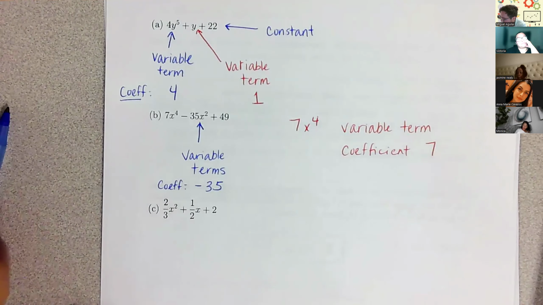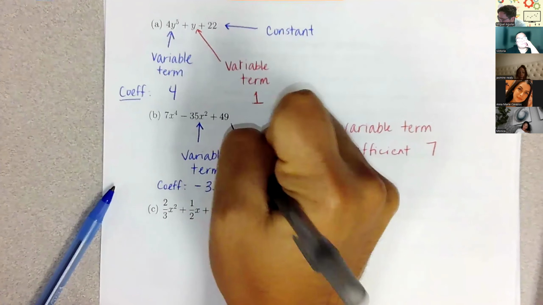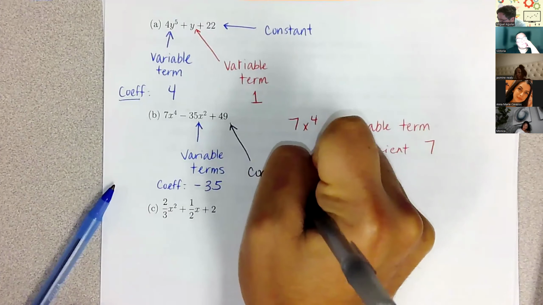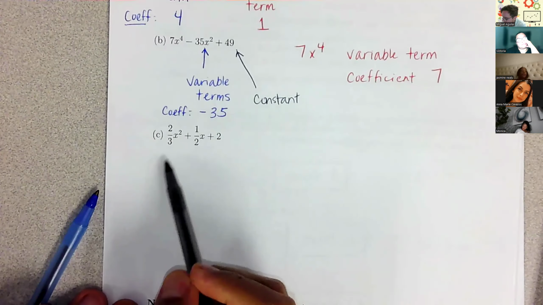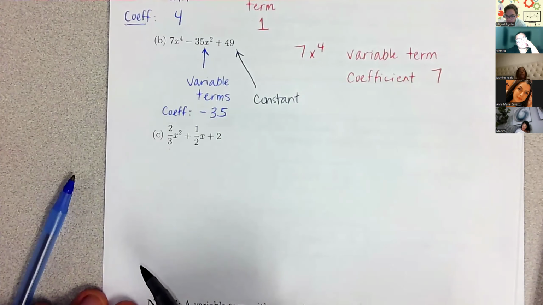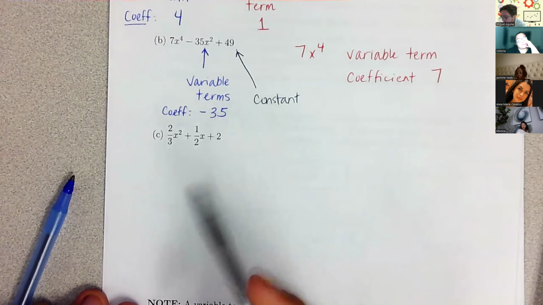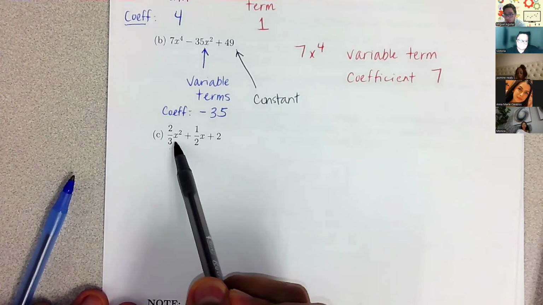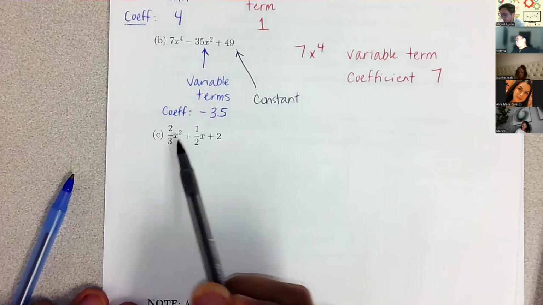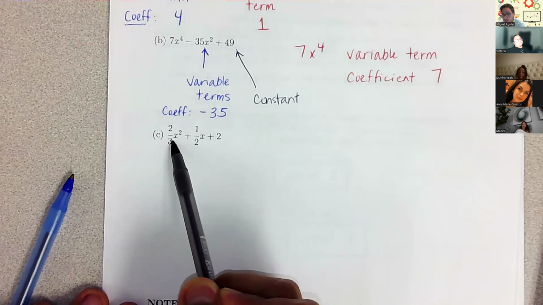Okay. And then finally, we can go over here and say that 49 is what? Constant. Yeah, constant. One thing I'll say about this last problem is that it doesn't matter whether the number in front of the variable is a fraction, a decimal, or what have you. That's the coefficient. So this is a variable term. Its coefficient is 2 over 3. You might not know what the decimal form of 2 over 3 is, or you might be afraid of fractions, but that doesn't matter right here. You're just going to say, this is a variable term. The coefficient is 2 over 3.